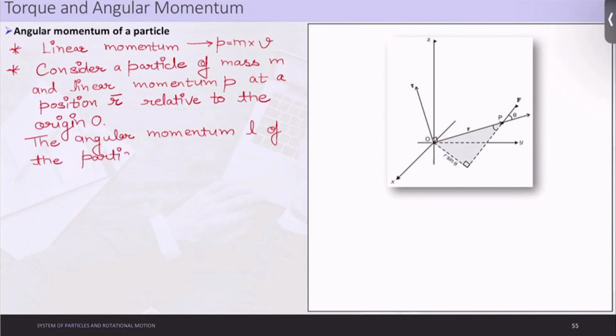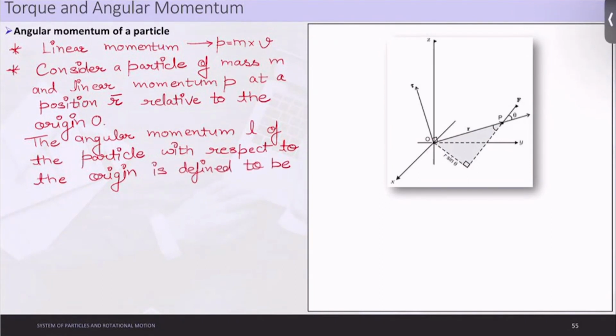The angular momentum L of the particle with respect to the origin is defined to be, so please look at this relation: L is equal to r cross p. What was torque? Torque was r cross F. What is L? L is r cross p. Let us discuss this relation more.